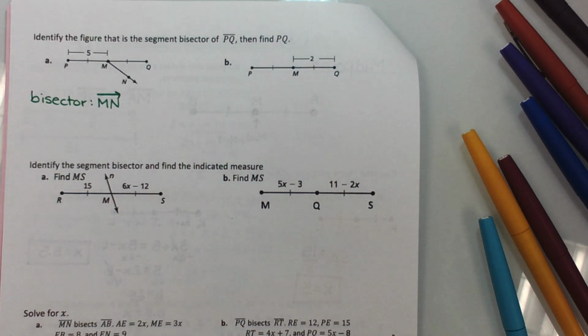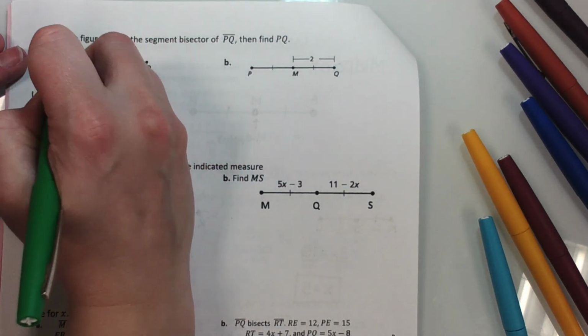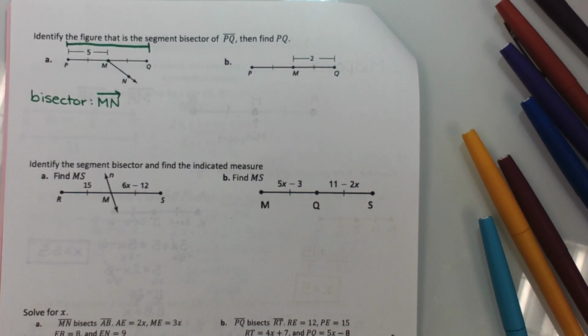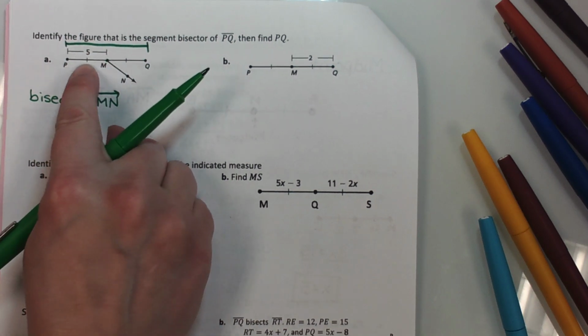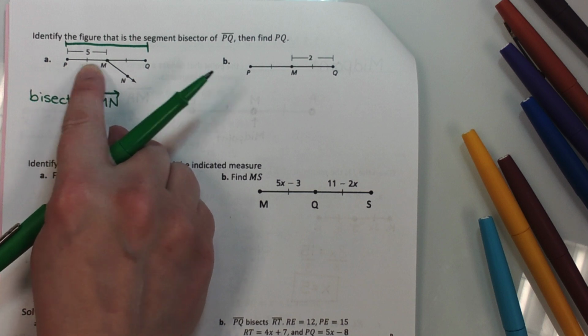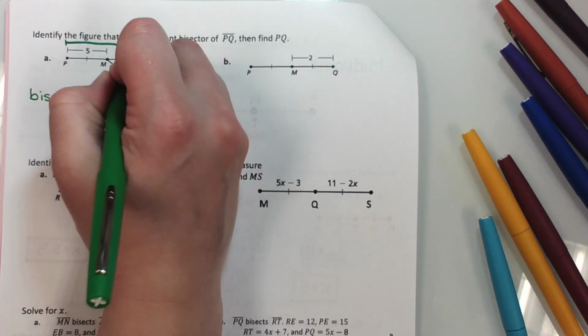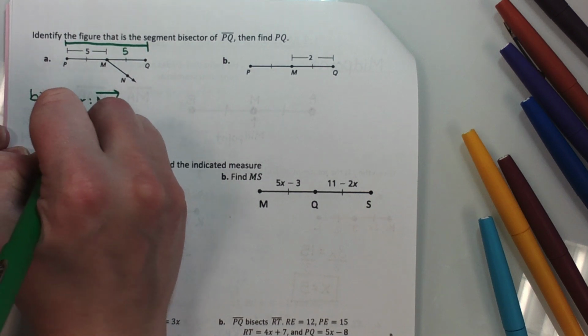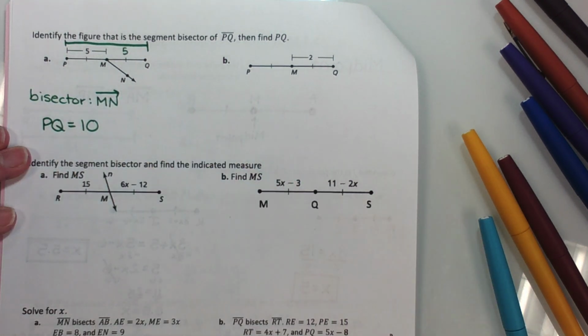Now it also says find PQ. PQ is the length going from here all the way over. See that that's 5 right there? What's that make this? 5. What's that make all the way across? 10. PQ is 10, because it's 5 plus 5.